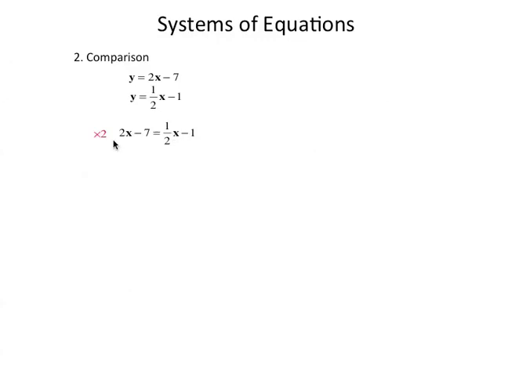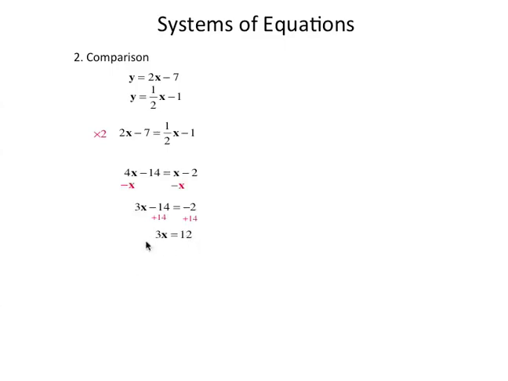When I multiply everything by 2, the 2 times 2x is 4x, the 2 times negative 7 is negative 14, the 2 times 1/2 x is x, the 2 times negative 1 is negative 2. All right, so I want to get all my x's on one side. I'm going to subtract x from both sides. So that gives me 3x minus 14 is equal to negative 2. And now I'm going to add 14 to both sides. And that gives us 3x is equal to 12.